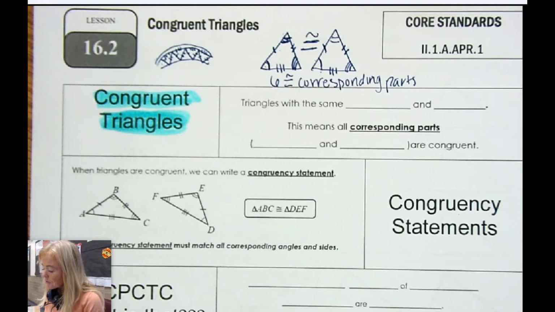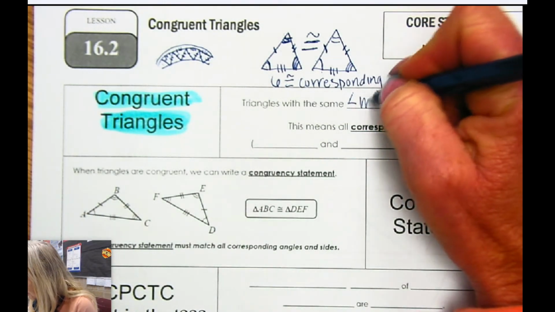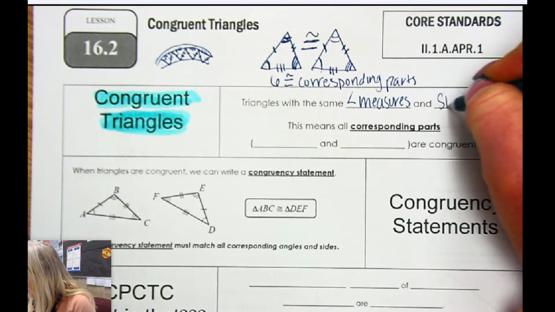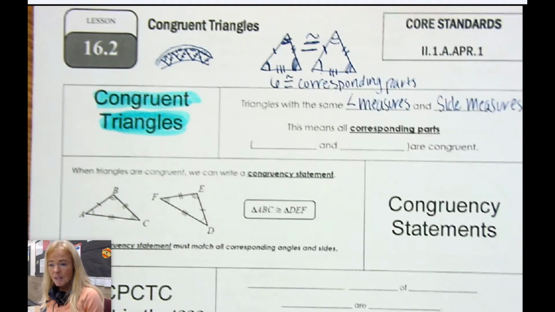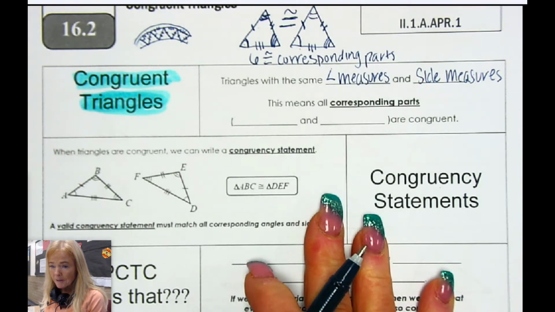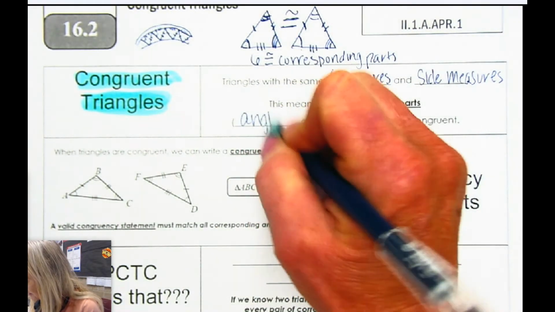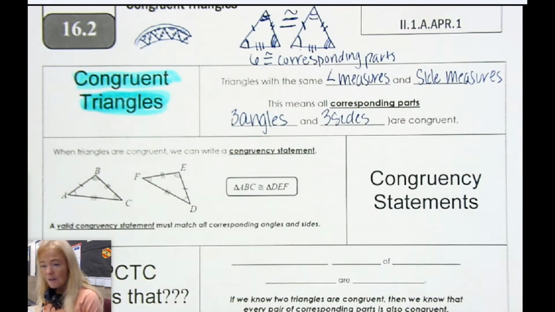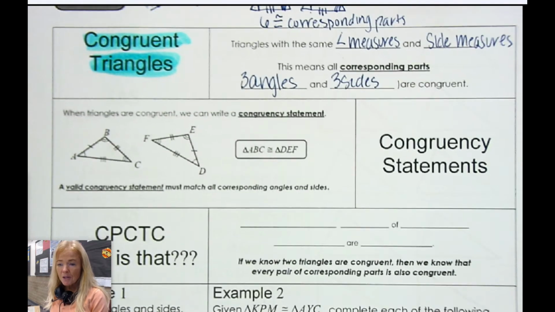So congruent triangles are triangles with the same angle measures and same side measures. All right, 3 sets of each for a total of 6. That means that all corresponding parts, angles and sides, maybe we should put 3 angles and 3 sides, are congruent. All right, and if that occurs, then we have congruent triangles.